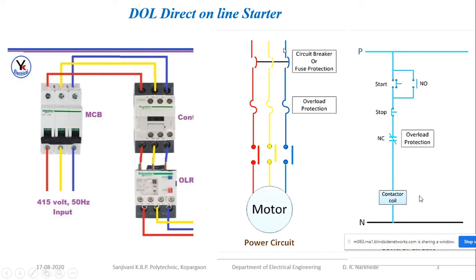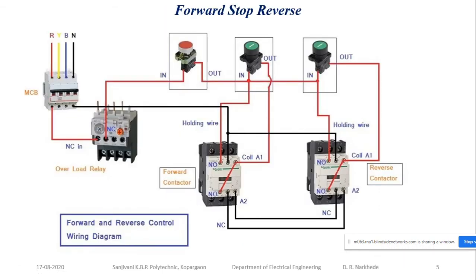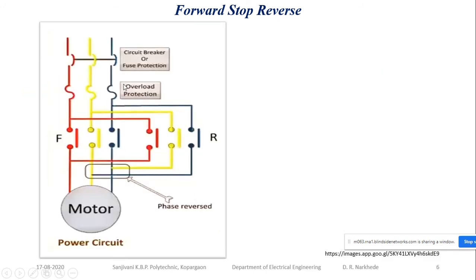And the control circuit is used for controlling the operation of the system. That may be a motor, a heater, or anything. Here in this case we are going to control a motor. In the control circuit we have shown two buttons, the start push button and the stop push button, and certain auxiliary contacts of the contactors. The control circuit voltage is comparatively less than the power circuit voltage, and it might be AC or DC. Then we discussed the forward, stop, reverse operation of the duo starter.